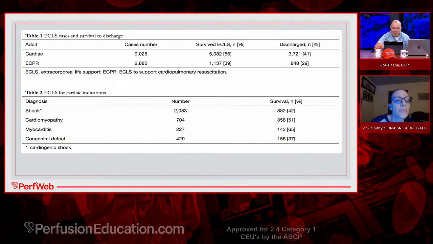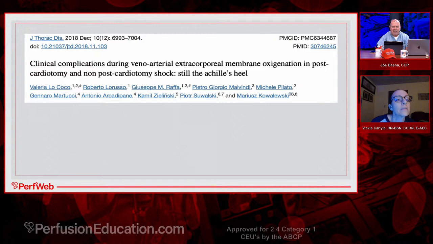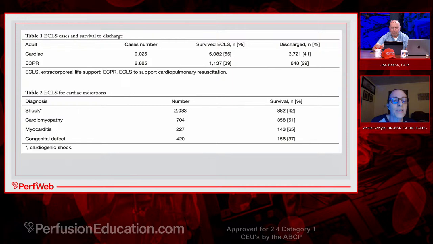It's a multi-center study, and they actually reviewed the ELSO database. And I can't remember all of the locations, but I know there was France and there was Poland for sure, and Italy. And I think there were a couple of other countries. I was a little surprised, I guess, by the percentage of the myocarditis. I would have figured that number to be higher.